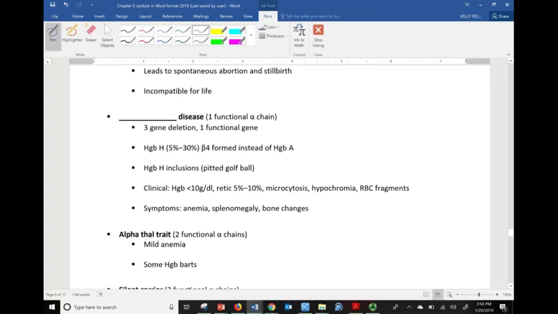The next category, where they have one functional gene, is called hemoglobin H disease.